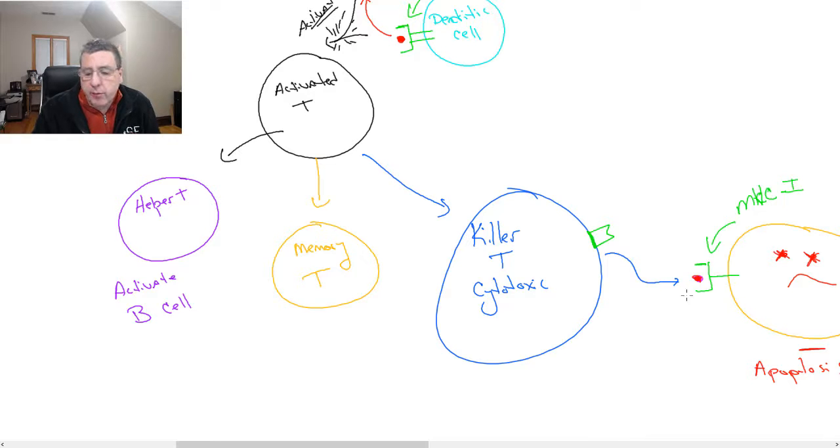So these would have to be also non-self antigens, okay? Because remember, part of your selection process, your T cells have to be able to determine self from non-self. So that is the cell-mediated response.